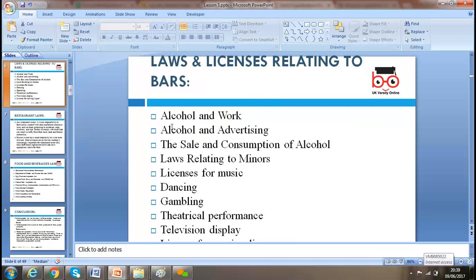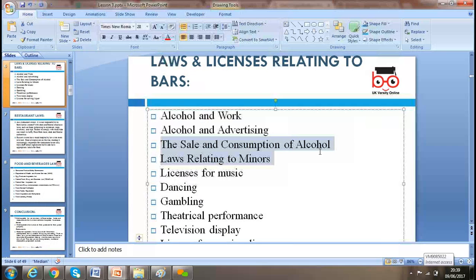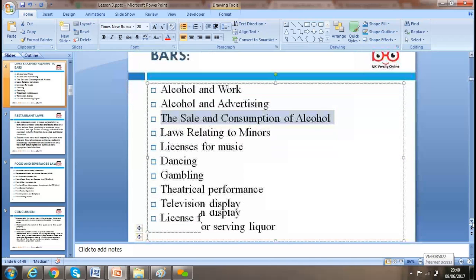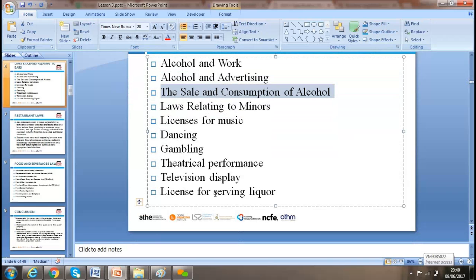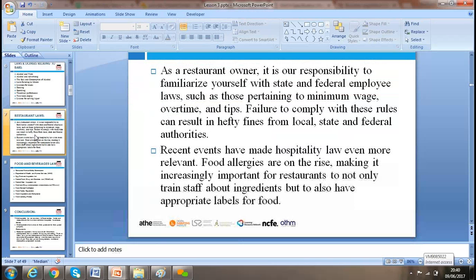Okay, laws and licenses relating to bars, alcohol, work, advertising. We even need to look at the Sale of Goods Act, which in the UK is 1979. Goods need to be fit for purpose. If we say alcohol is of such and such strength, we need to show it. Bars relating to licensing of music, dancing, gambling, theatrical performance, television display are the licensing for serving. So we need a license for it. The owner can be charged with a criminal charge if they do not follow those legislation.